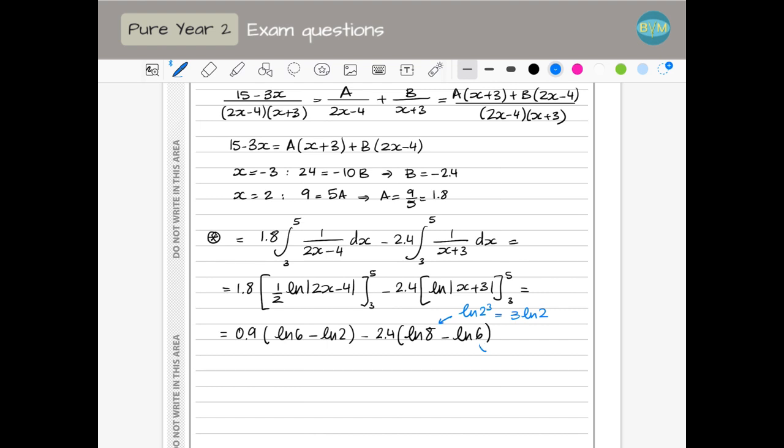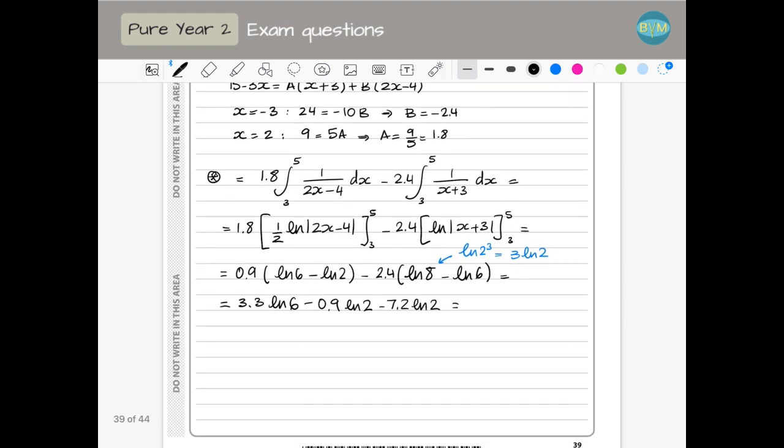So for ln 6, I'm going to put them together first, because I have two ln 6 terms. I have 0.9 ln 6 plus 2.4 ln 6, which is 3.3 ln 6. And then I have minus 0.9 ln 2. And then here I have minus 2.4 times 3, so minus 7.2 ln 2.